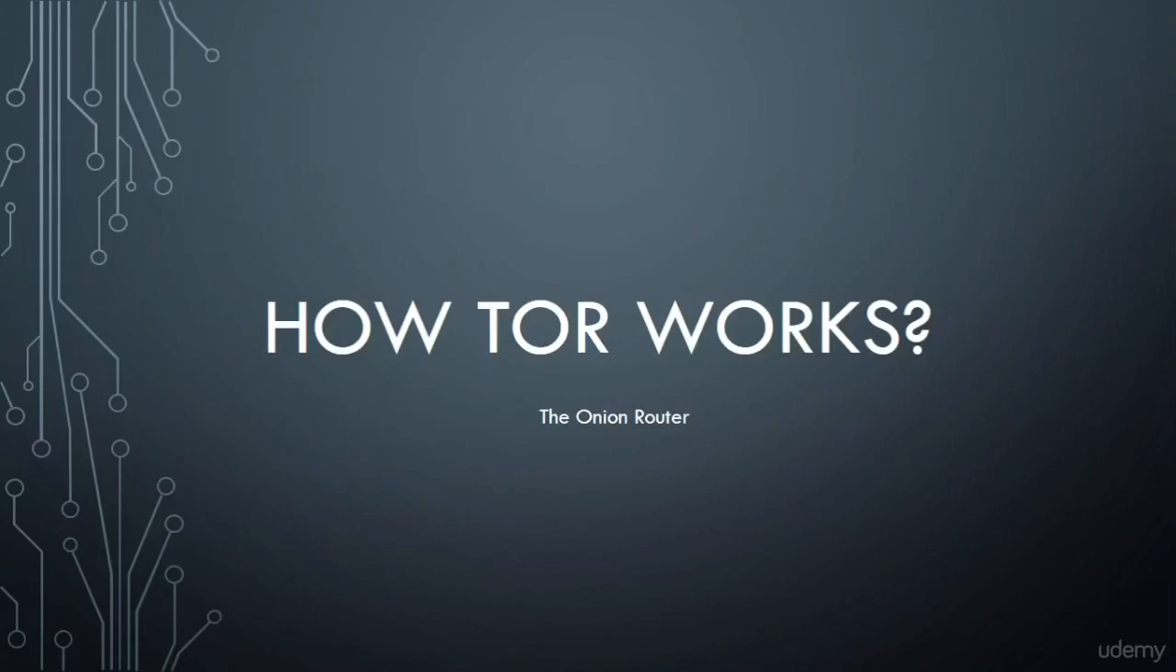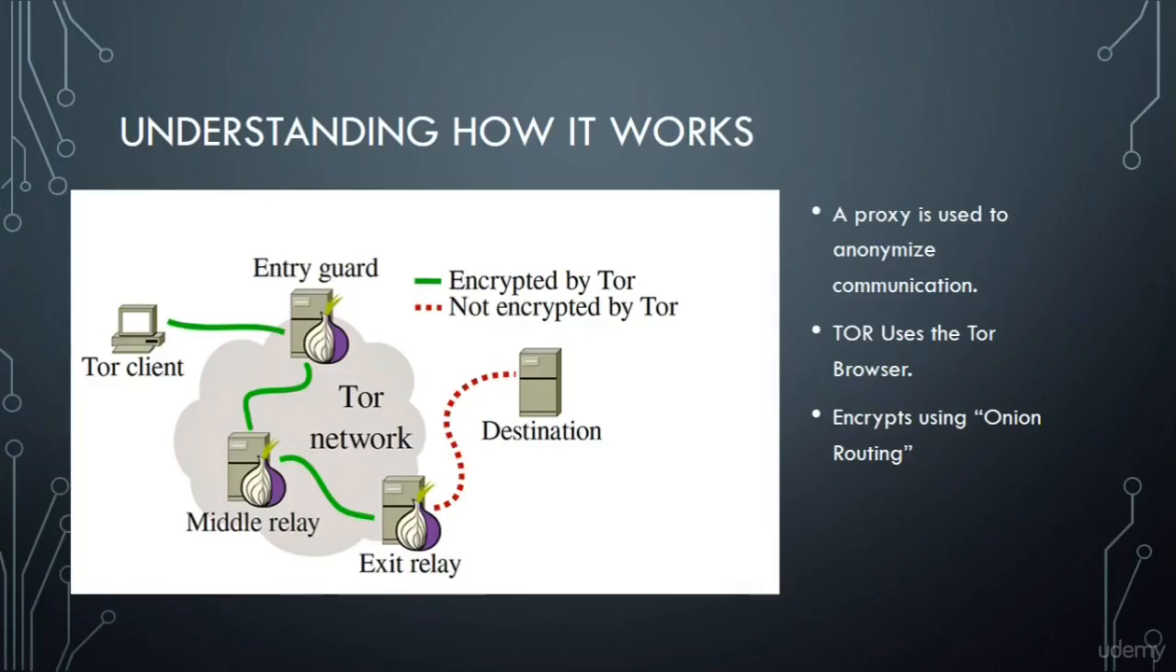In this video we're going to be looking at what Tor is and how it works. Tor is a relay of networks that we're going to be using to connect to the deep web or the dark net. Tor basically means the onion router. So let's get started.